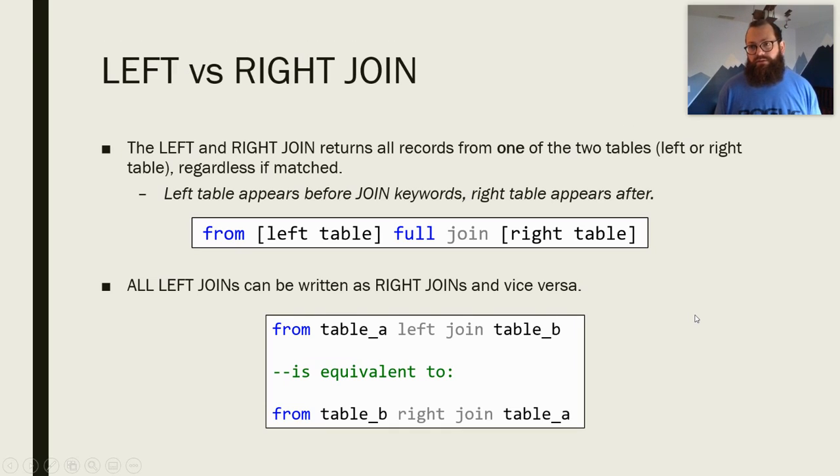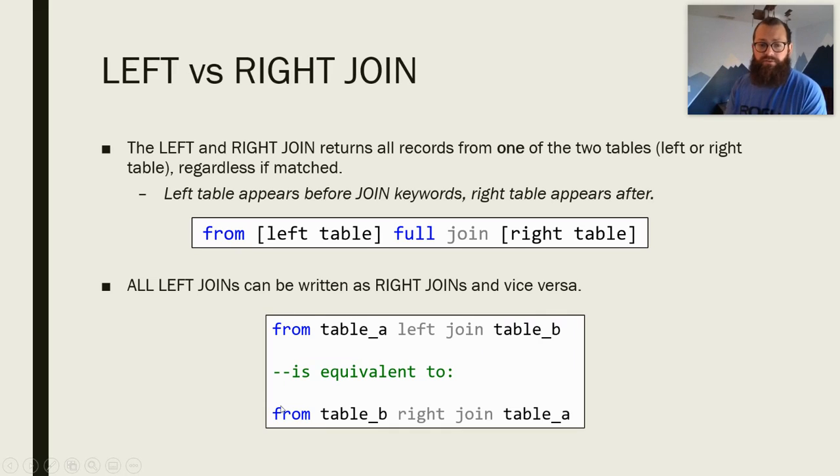And the one thing to note is that there really is no need for both a left and a right join. It's convenient to have them. If you need to switch join type, you don't really have to do a lot to change your query, but just recognize that all left joins can be written as right joins and vice versa if you switch the order in your from clause. And then you might also need to switch your table aliases, which we'll talk about in a separate lecture. But just recognize that in this example, from table A left join table B is saying we're going to return all records from table A, regardless if there's a match in table B.